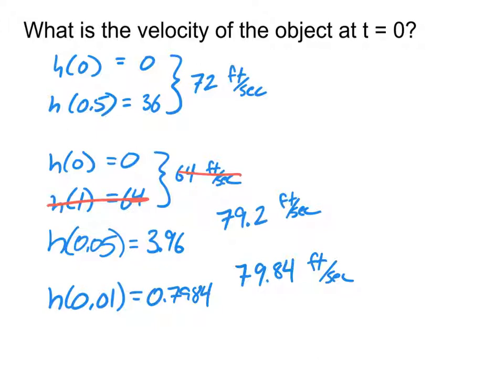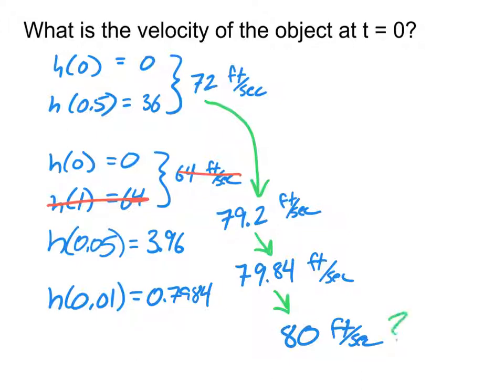So we've been going through this kind of progression here. We started at 72, that was half a second away. Then we went to 79.2, that was 0.05 seconds away. Then we went to 79.84 when it was just 0.01 seconds away. Any ideas on what you think this is probably approaching? What do you think the actual number probably is based on that information? 80. Yeah, I'm hearing a lot of 80s, right? It looks like it's approaching 80 feet per second.